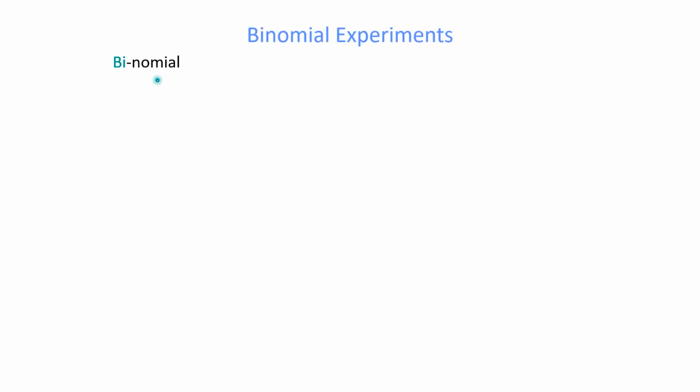Now the word binomial, its prefix bi means two in Latin. So bicycle has two wheels. Bilingual, being fluent in two languages. Binomial expression, having two terms in the expression. Now a binomial experiment is a probability experiment that satisfies the following conditions.